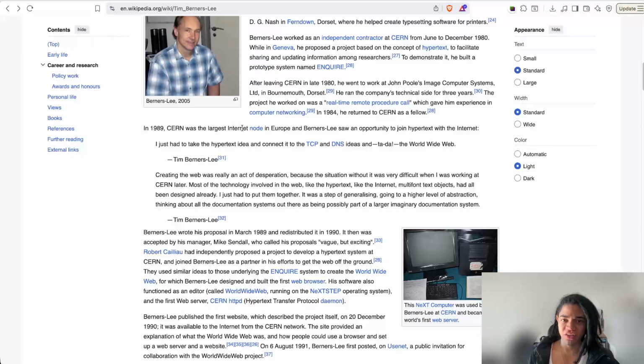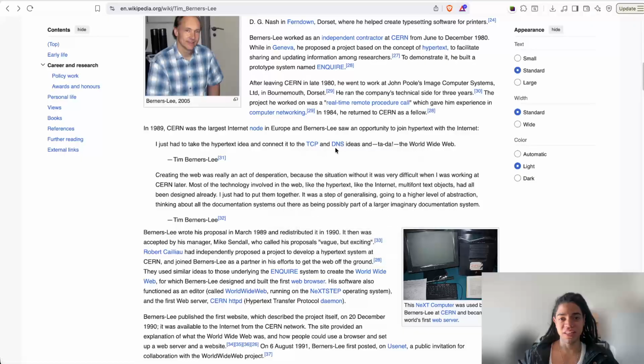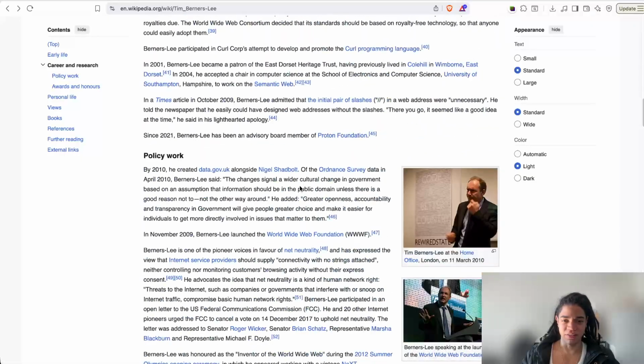It was the largest internet node in Europe, and Berners-Lee saw an opportunity to join hypertext with the internet, right? I just have to take the hypertext idea and connect it into the TCP and DNS ideas, and tada, the World Wide Web. So how you can transmit this kind of data across different computers, all right, and how you can locate those documents over this network via the DNS, and there you got this.